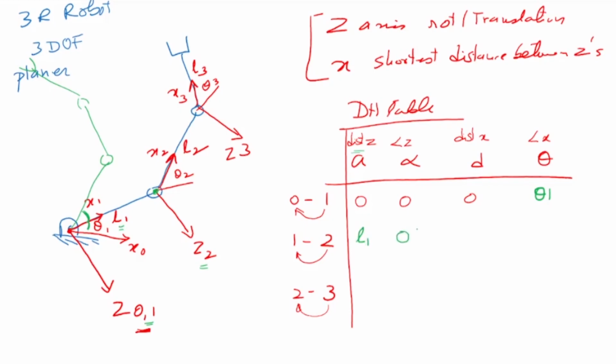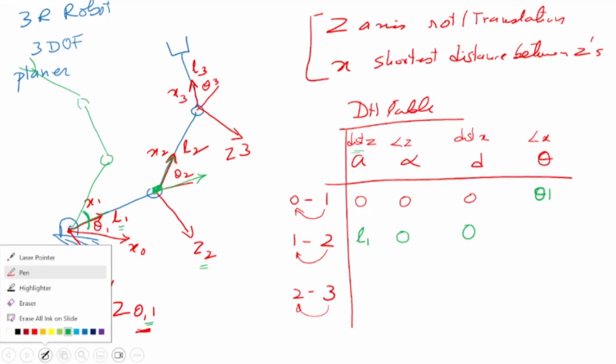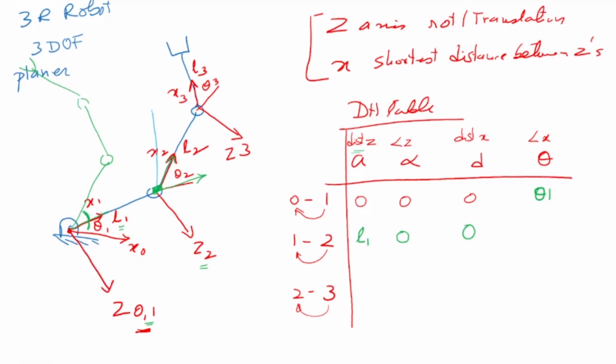What about the distance between the x-axes? Now x1 is in this direction, and x2 is in this direction, so they are intersecting at that point, which basically means there's no distance between them. Now when link 2 moves, what will change? Link 2 will come here. So what has changed? This angle has changed, so the variable is theta 2. So what is changing is the variable theta 2.